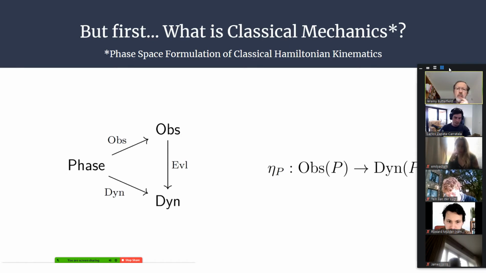So we call a phase-space theory Hamiltonian as long as whenever you have the observables of a fixed phase space, we have a map to the dynamics of the phase space. If you just look at the vertical functor there, we have a functor from observables to dynamics, and that's the evolution functor. EVL stands for evolution. And the Hamiltonian maps are a way of assigning dynamics to observables in a way that is dynamical. Excuse the redundant language.